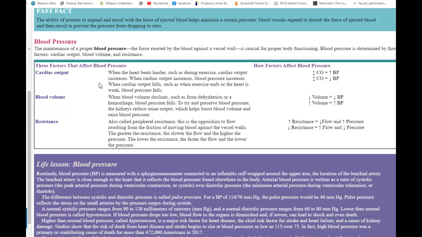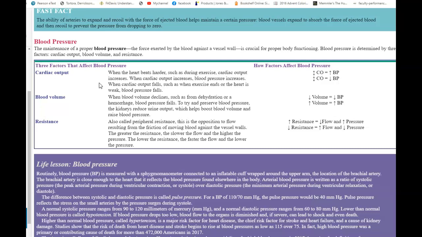Cardiac output. Remember how we talked about cardiac output has to do with stroke volume and heartbeat. So if your cardiac output is increasing, your blood pressure will increase, which makes sense. If your heart's pumping more and you're getting more out of your heart, your pressure will increase.